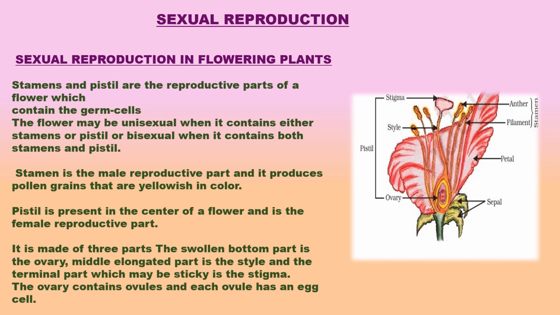The middle part of carpel is called style. Style is a tube which connects stigma to the ovary. The swollen part at the bottom of a carpel is called ovary.